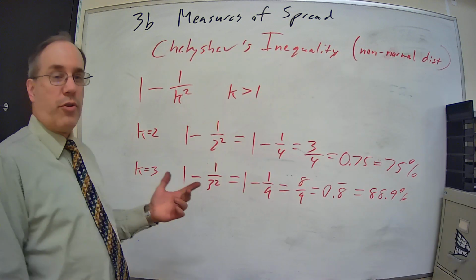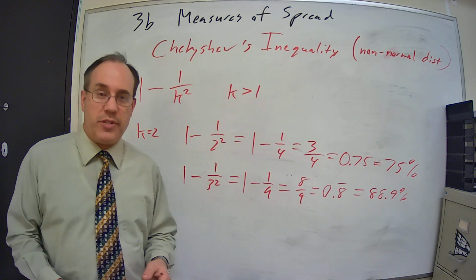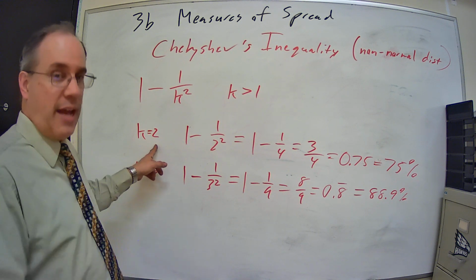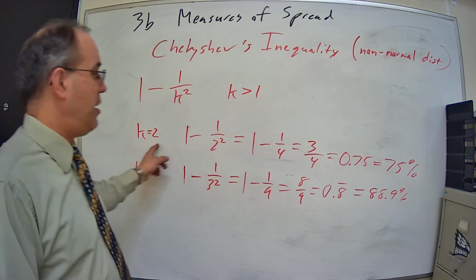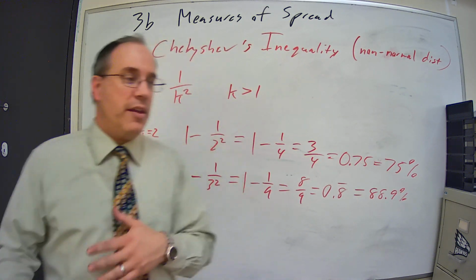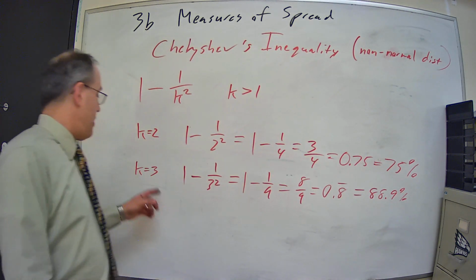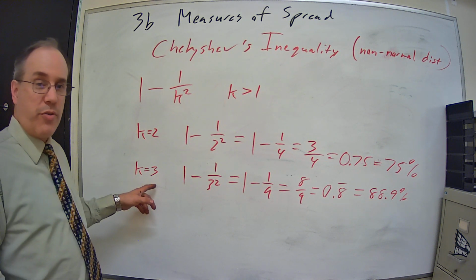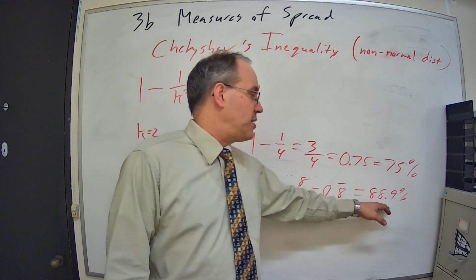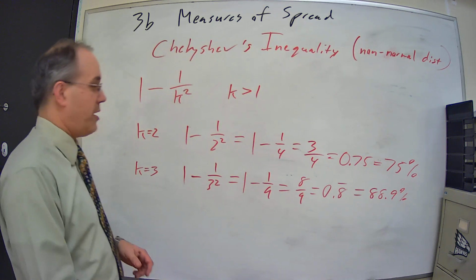Now, if you remember with the empirical rule, it said that for a normal distribution, 95% of the data is within 2 standard deviations of the mean. Chebyshev says for any distribution, at least 75%. 95 is definitely over 75%, so it fits into what he said. For 3 standard deviations, the empirical rule said 99.7%. Chebyshev says for any distribution, at least 88.9%. Again, 99.7 definitely fits into that range.